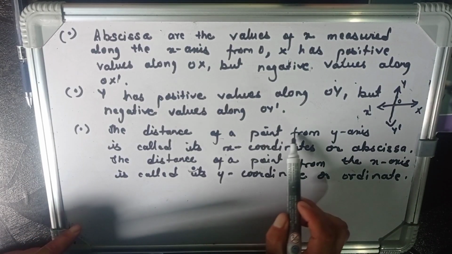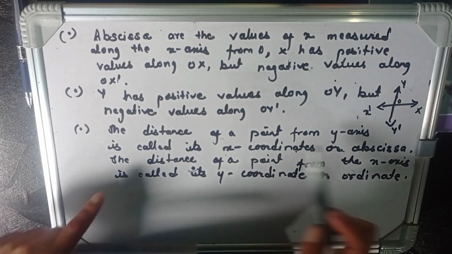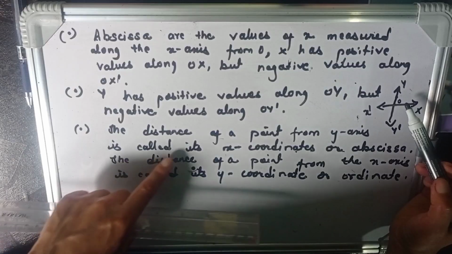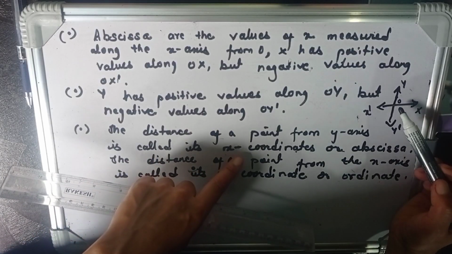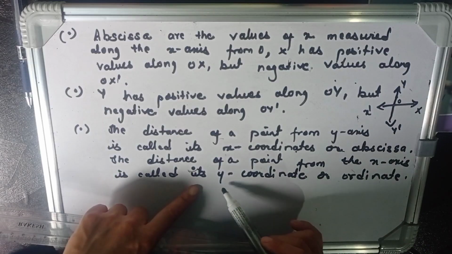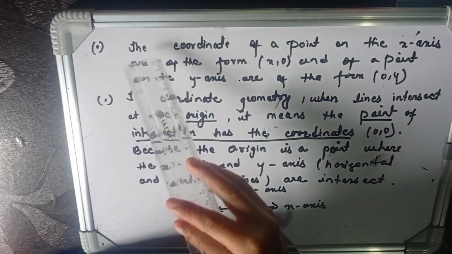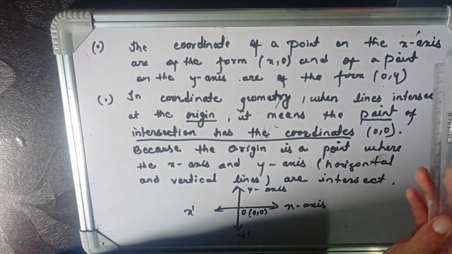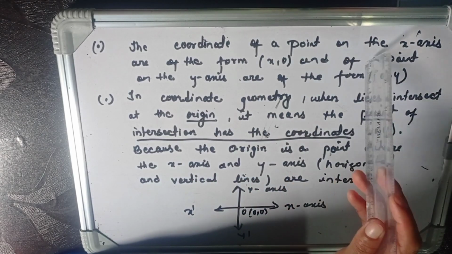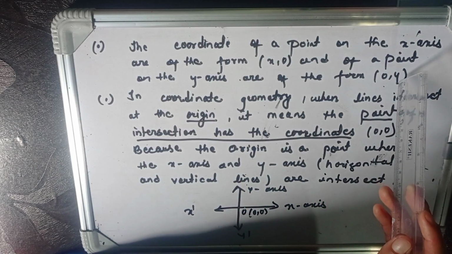The distance of a point from the y-axis is called the x coordinate or abscissa. The distance of a point from the x-axis is called the y coordinate or ordinate. The coordinates of a point on the x-axis are of the form (x, 0), and of a point on the y-axis are of the form (0, y).